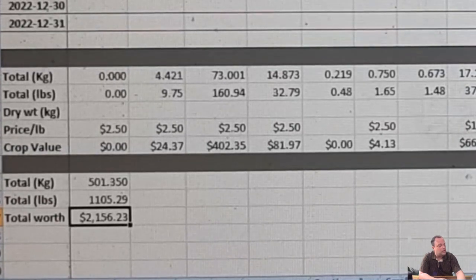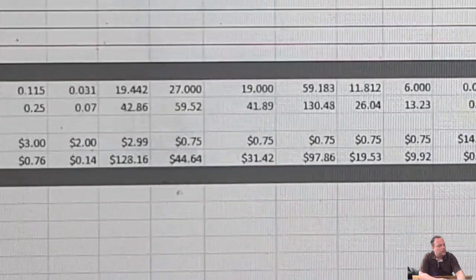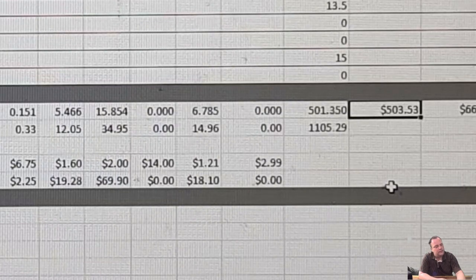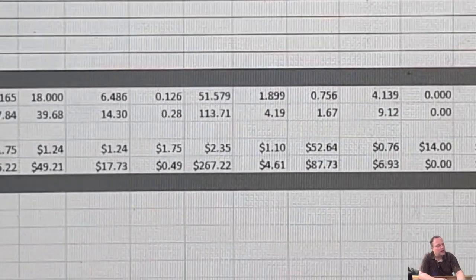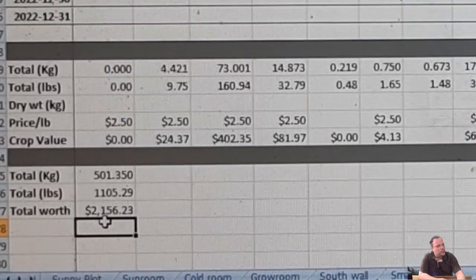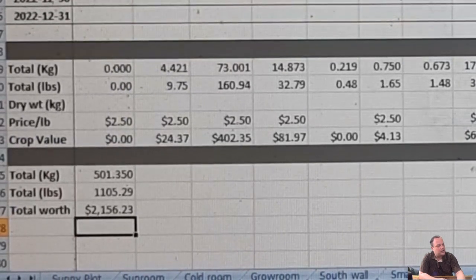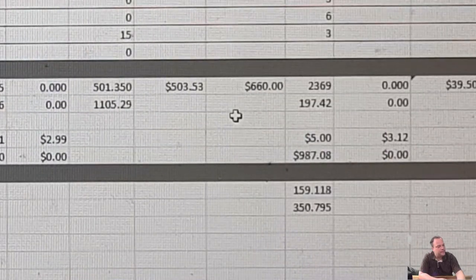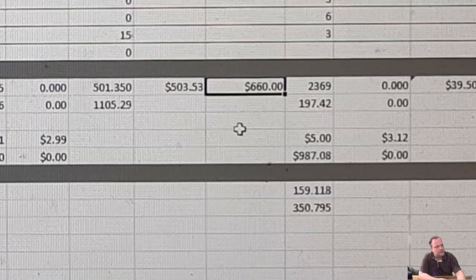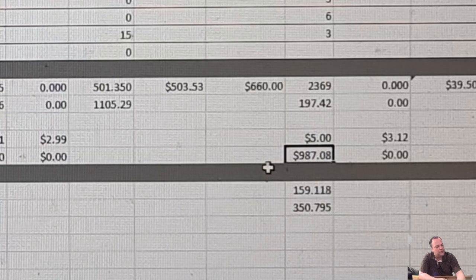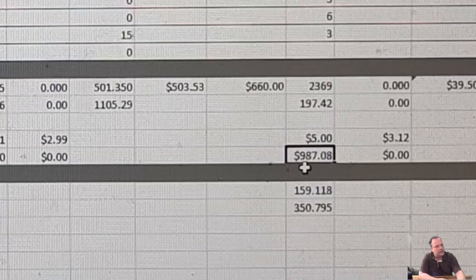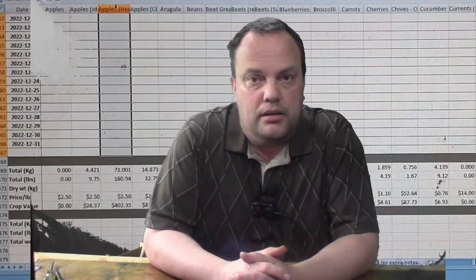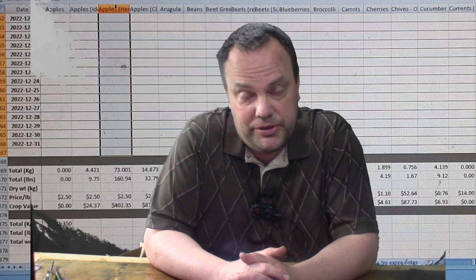The total worth is $2,156.23. That's Canadian dollars. I paid out $503.53 and got back $2,156.23. For the hens this year, I paid out $660. I got back a value of $987.08. That's that part of my record keeping for 2022.